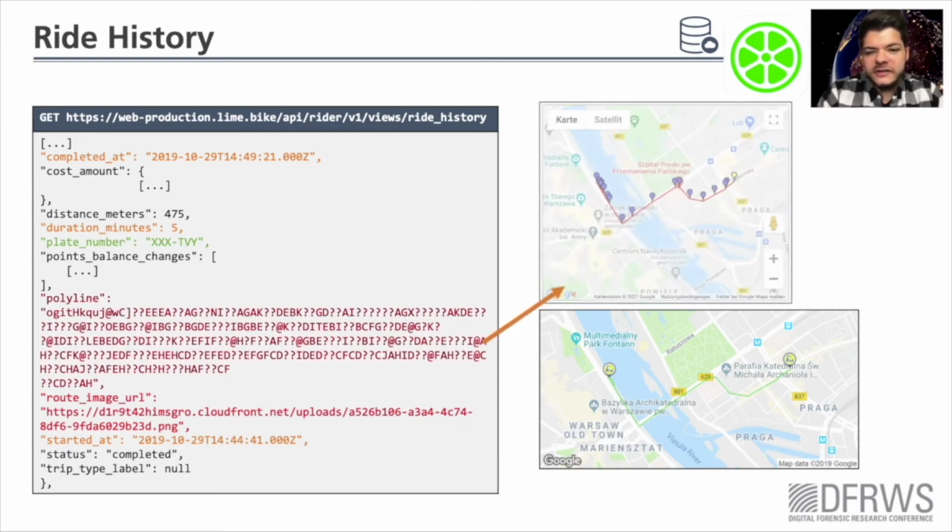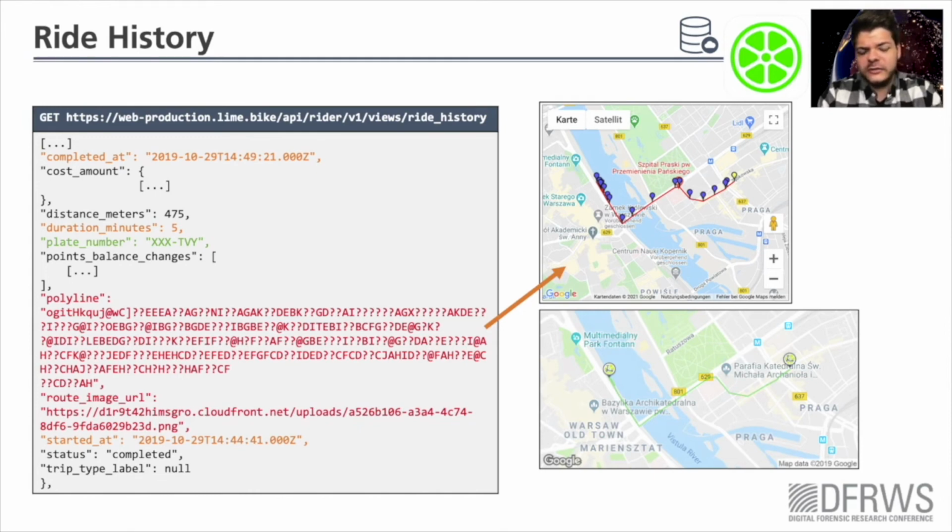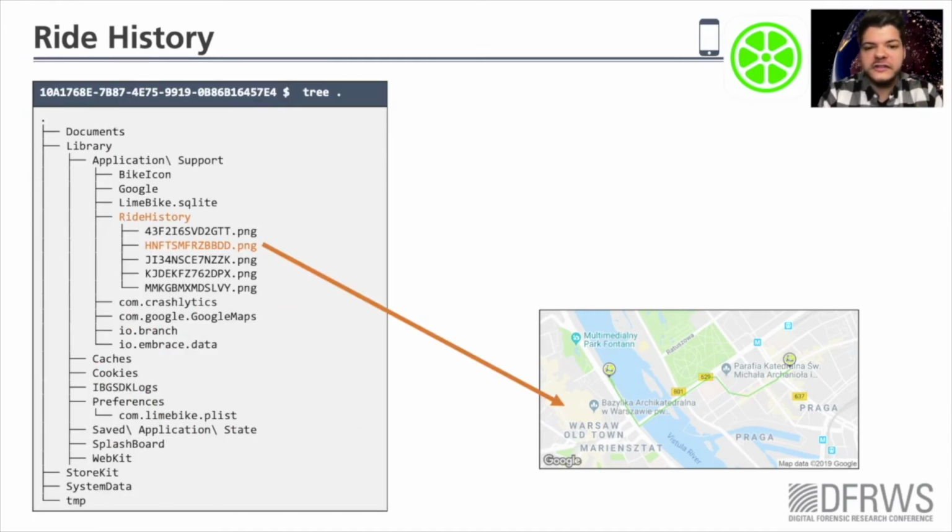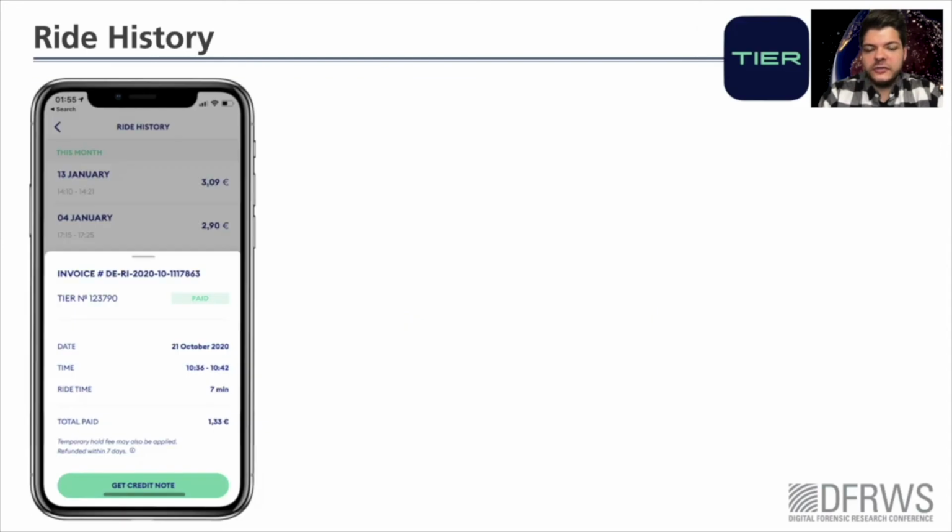The problem here is you cannot really tell what is the start and what is the end point. So to solve this problem, we can use the polyline. It's a Google polyline, which is simply a way of encoding coordinates. And if you decode it, you get the above result. And in yellow now, you can restore the order of the coordinates, and you can see the start point of the trip. This image of the trip can also be found on local storage. Again, thank you, Lime.